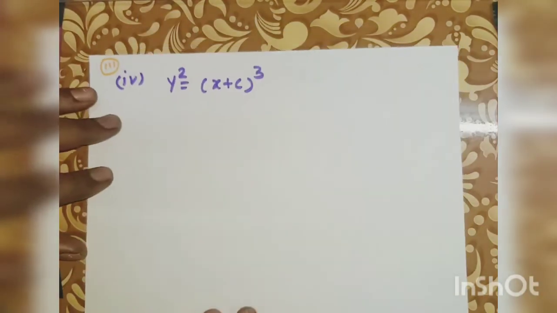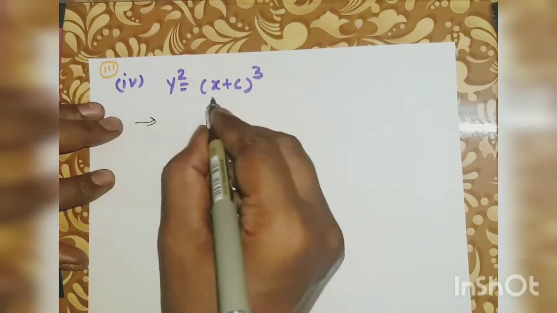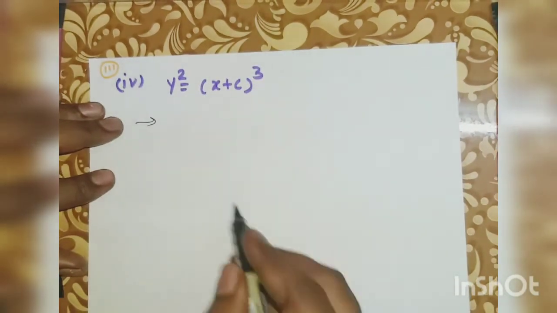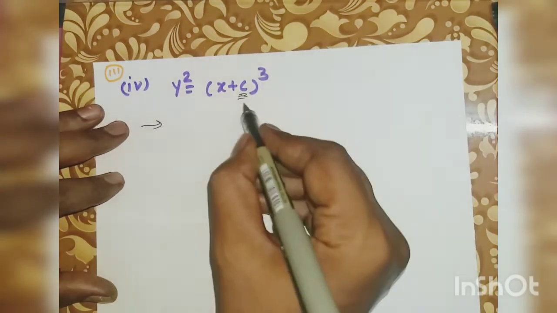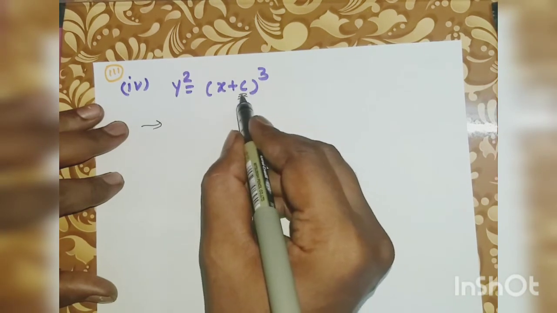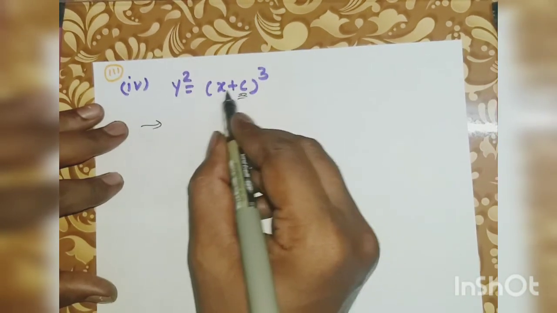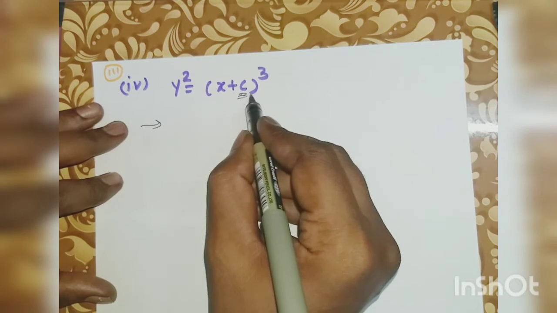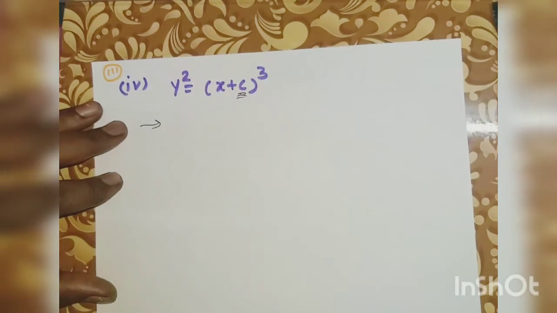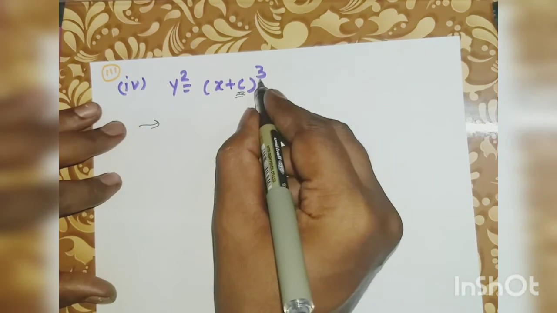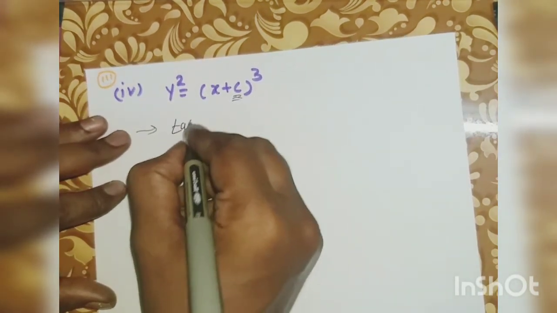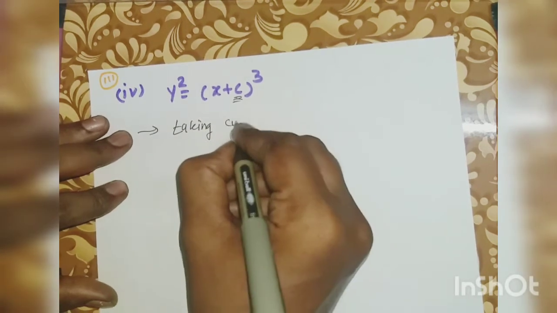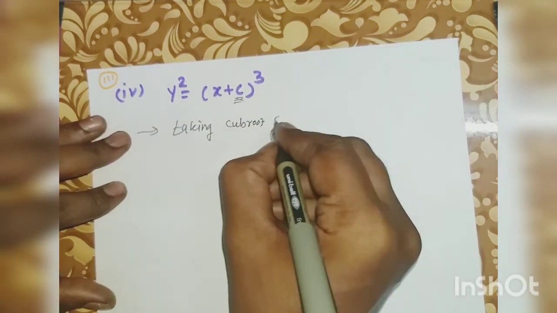Now next, fourth example: y square is equal to bracket x plus c, cube. This equation consists of one and only one constant, but after expanding this, we get four terms. Out of four, three terms consist of c, which is very complicated. That means we eliminate this bracket cube first, taking the cube root on both sides.